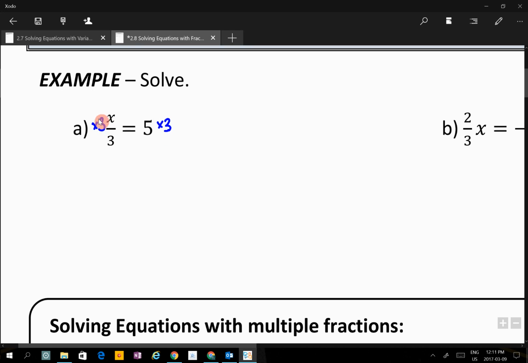We do it both to the left and to the right so that we can balance the equation. Okay. So by doing this, these 3's cancel. So 1 3 from the top and 1 3 from the bottom cancel, leaving me with just an x. And on the right side, I have 5 times 3, which is 15. And there's my answer. x equals 15.